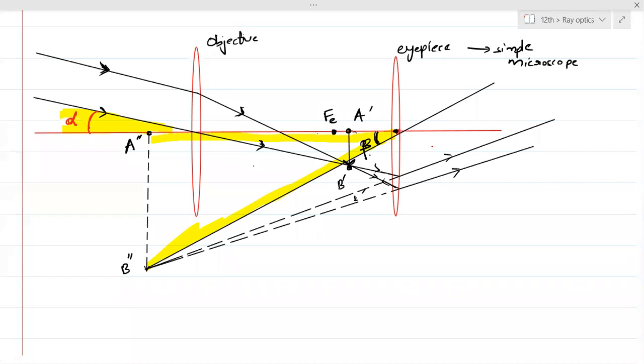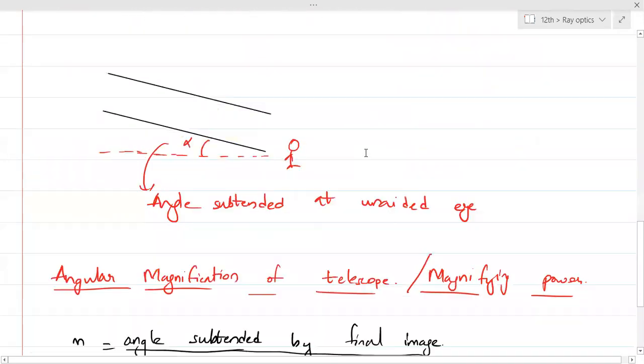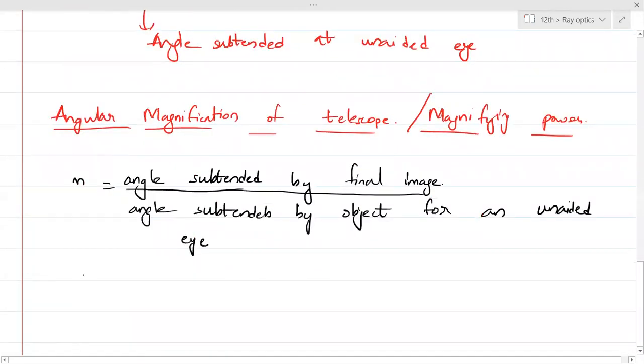Now here, find the angle subtended by the final image. Is it equal to beta? Yes. The angle subtended by the object for an unaided eye is alpha, जैसा हमने discuss किया already. So m here will be equal to beta upon alpha. Got it?